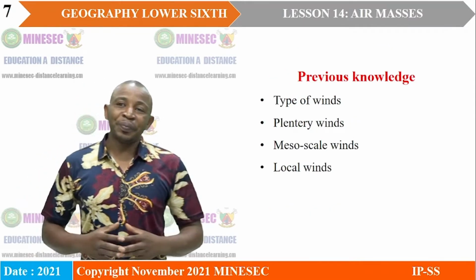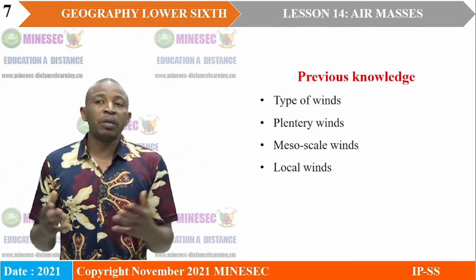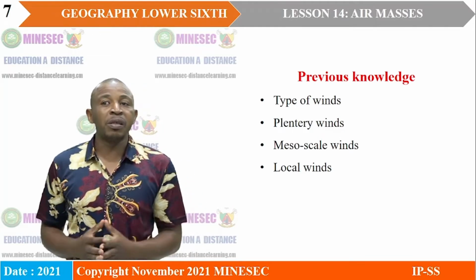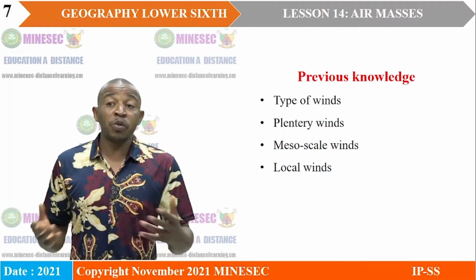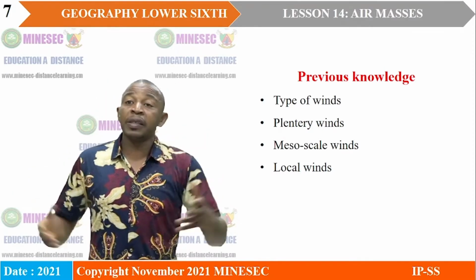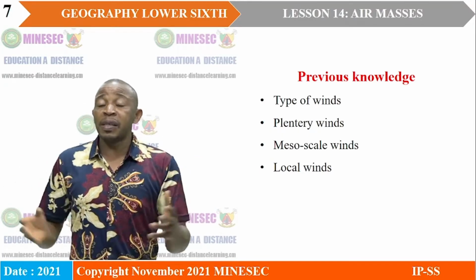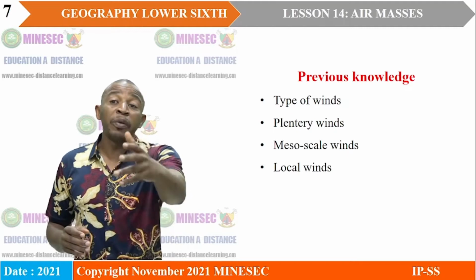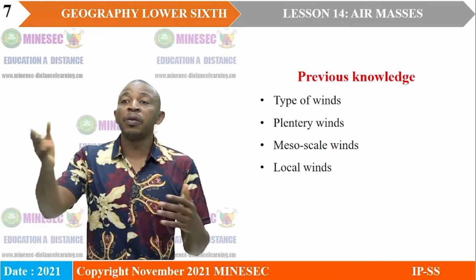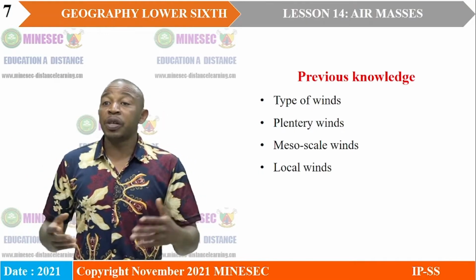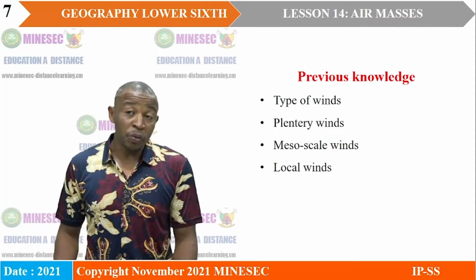Previous knowledge. Before this lesson, you have already had knowledge on the following aspects. Types of winds. The planetary winds, the mesoscale winds, as well as local winds. Now that we are looking at air masses, these air masses are well related to these types of winds. So a good understanding of the types of winds, planetary winds, mesoscale winds, and so on is going to lead us to understand the lesson so well.